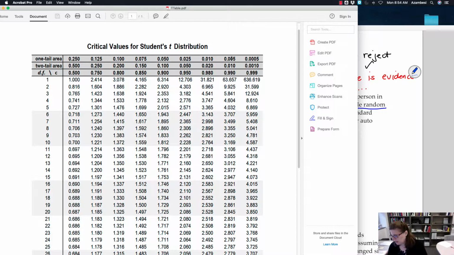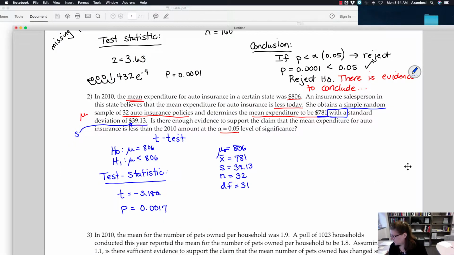So from the table, 0.0005 is less than p is less than 0.005. So those values, my p-value falls between. And you see that this p-value is between those values.